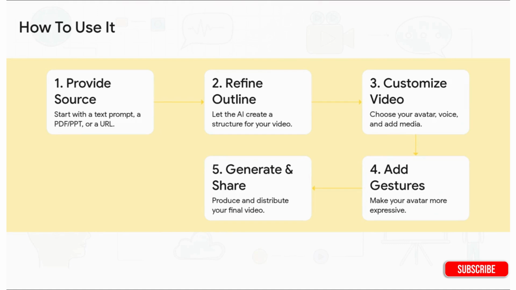Okay, here's how easy it is. Step 1, you provide your source material. Like we said, this could be a quick prompt, a PDF, a PowerPoint, whatever you've got. Then the AI instantly generates a structured outline for your video, giving you a really solid place to start.